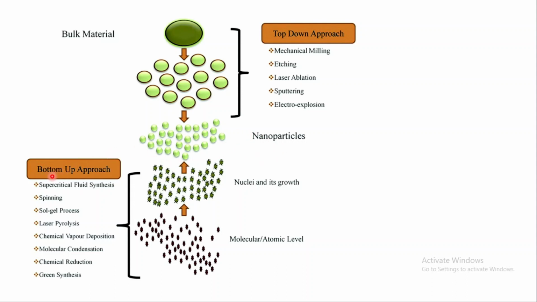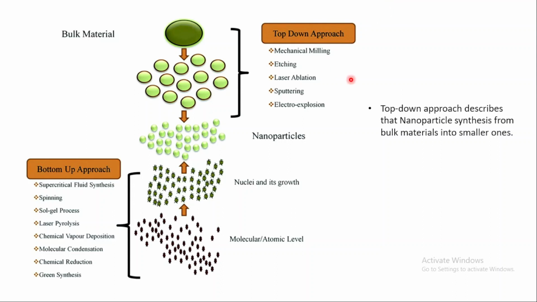And these are some of the popular methods for bottom up approach: supercritical fluid synthesis, spinning, sol-gel process, laser pyrolysis, chemical vapor deposition, molecular condensation, chemical reduction, green synthesis. So you guys need not worry about all these technical terms. We will go through some techniques from the bottom up approach and the others from the top down approach in the upcoming questions, right?